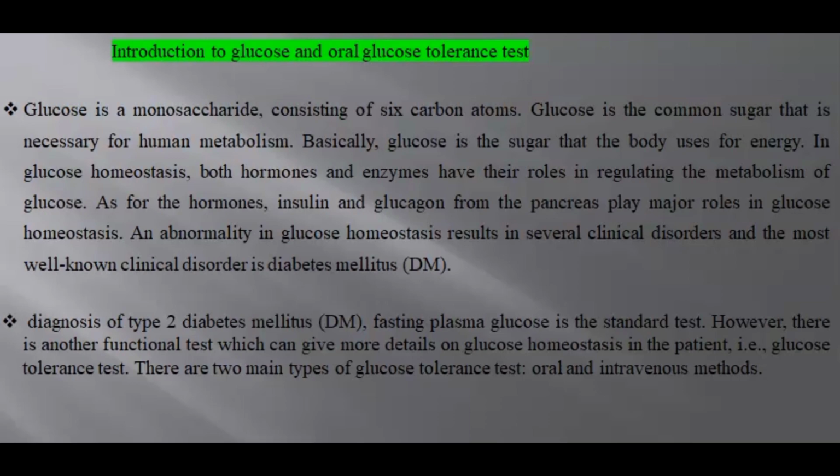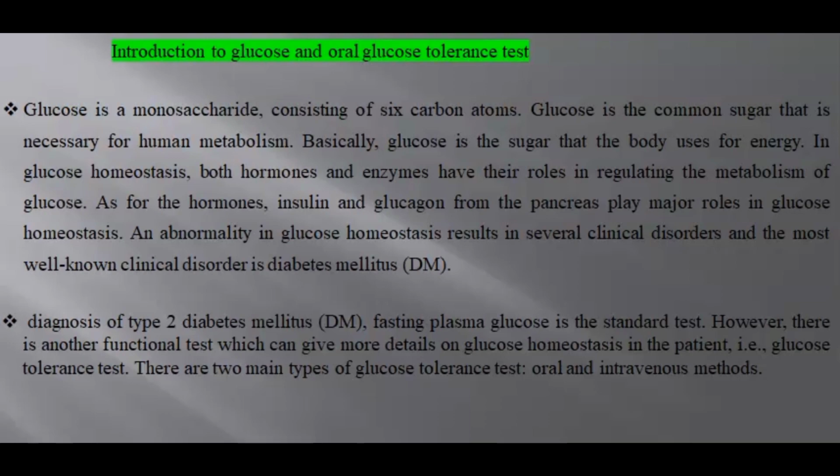We said glucose is a monosaccharide consisting of 6 carbon atoms. Glucose is not the only monosaccharide that has 6 carbon atoms. We also have galactose, we have lactose, we have fructose. These are 6 carbon atoms, but they might have different functional groups and the positions of hydrogens differ. But they are all 6 carbon atoms.